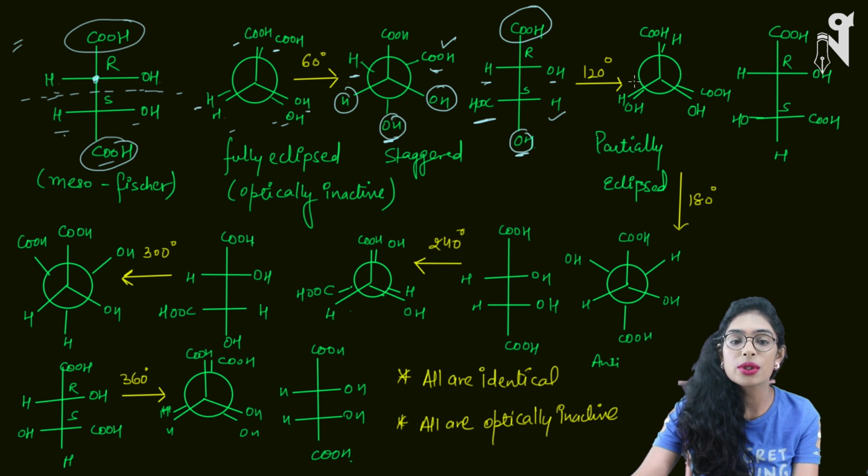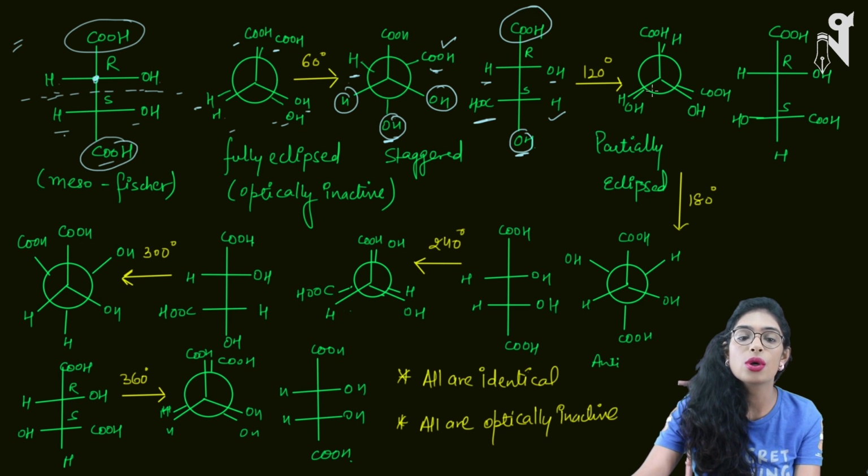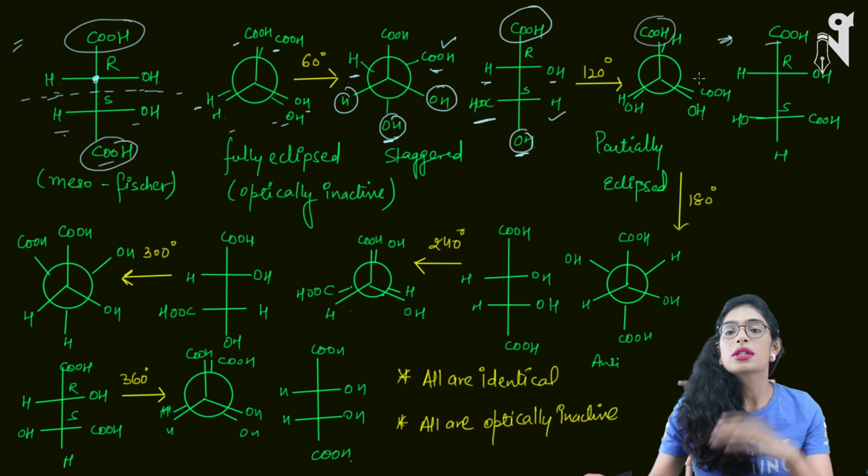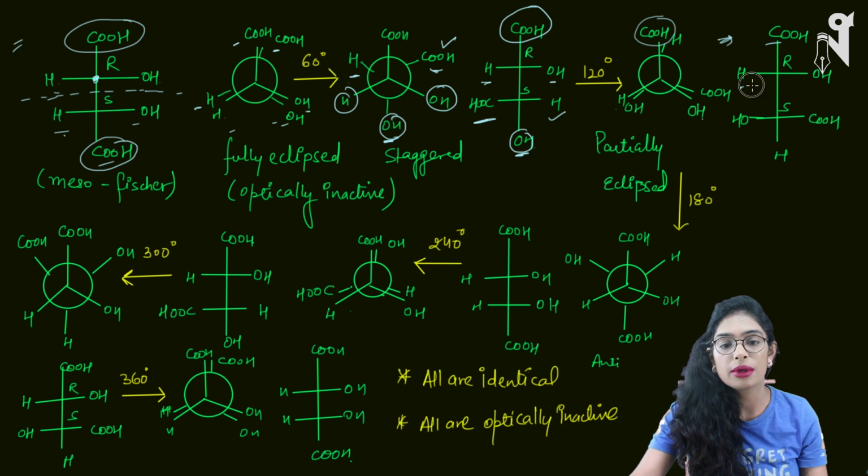Then rotate it to 120 degrees. So COH will come behind OH, hydrogen will come behind COH, and OH will come behind hydrogen. Now if I place it on the Fischer projection, what is it? Top is COH, and hydrogen and OH are on the left and right of the front carbon.